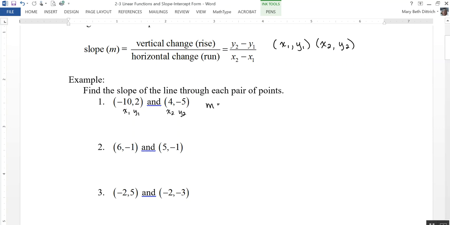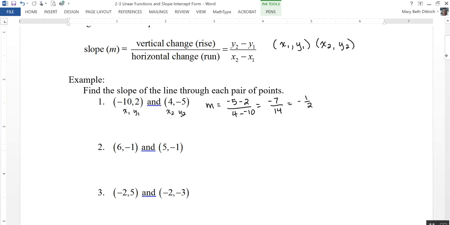So the slope is going to be y2, which is negative 5, minus y1, minus 2, over 4 minus a negative 10. That's going to give me negative 7 over 14, or simplified is a negative 1/2.